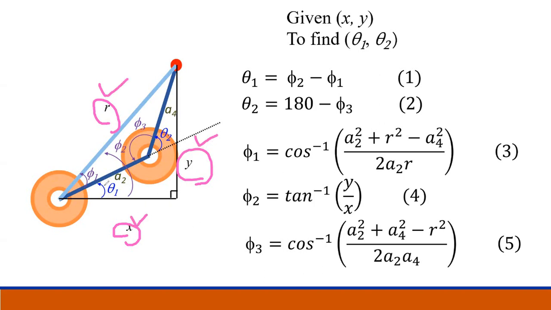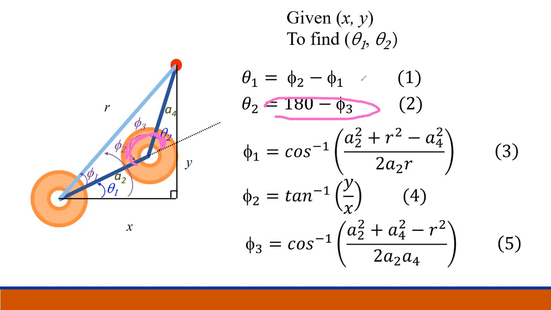Your theta 1 is this rotator here, theta 2 is this rotator here. So theta 1 is actually phi 2 minus phi 1. Phi 2 is this one. Phi 1 is this one. So theta 1 is like that. Theta 2 is 180 degrees minus this phi 3. It's an exterior angle of this triangle, so it's 180 degrees minus phi 3.